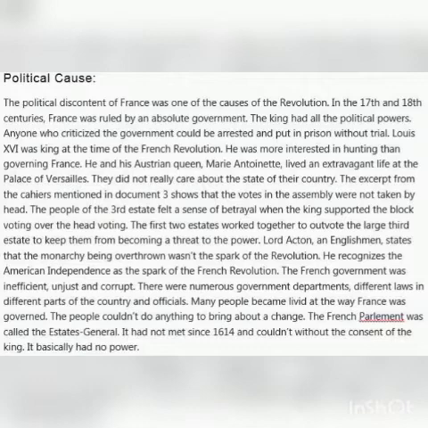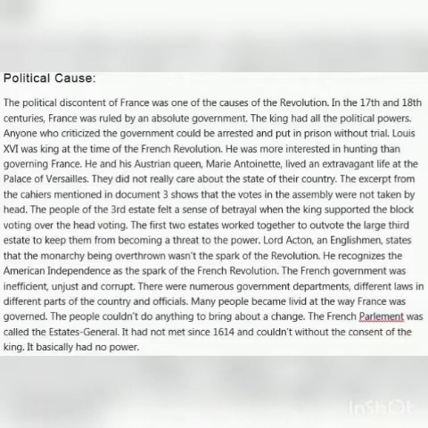The French government was inefficient, unjust and corrupt. There were numerous government departments, different laws in different parts of the country, and many officials. Many people began to resent the way France was governed. The people couldn't do anything to bring about a change.